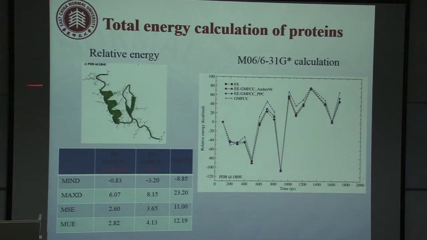And also we look at these relative energies, which chemists are more interested in. Here, what I want to show is that if we don't use the electrostatic embedding, the mean unsigned error for these 19 different conformers is pretty large, over 10 kcal/mol. But once we use this electrostatic embedding, the error is less than 3 kcal/mol.